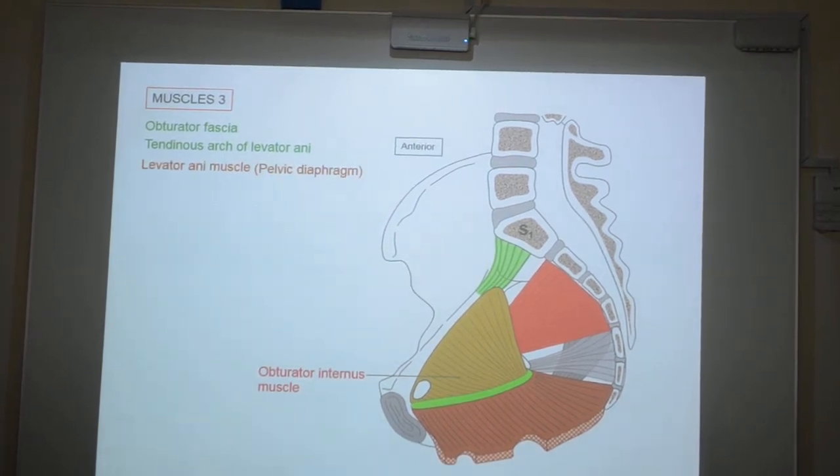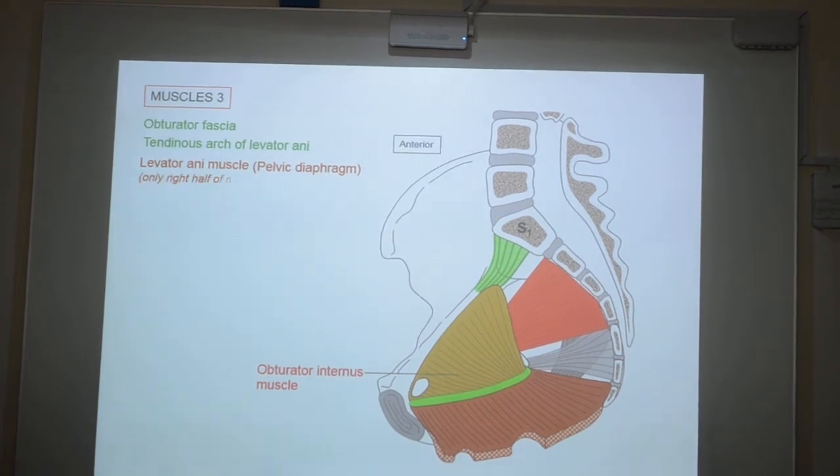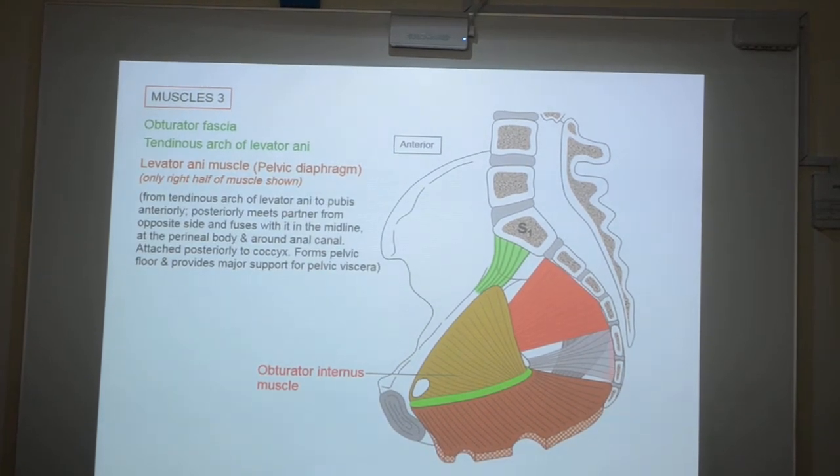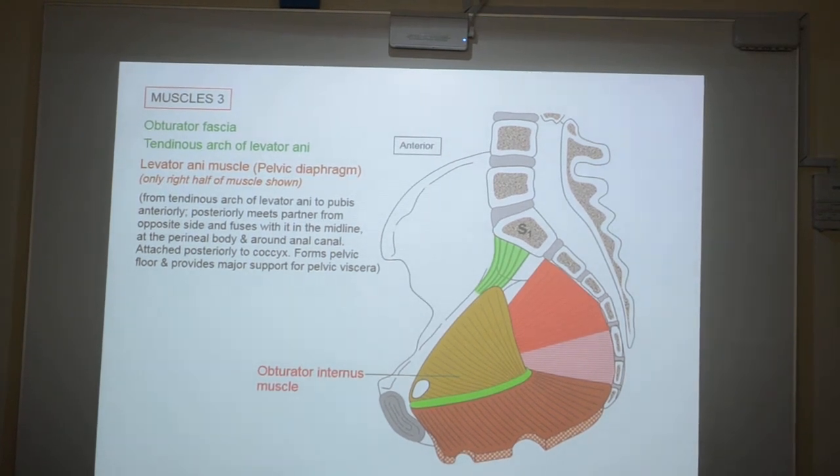The levator ani muscle, we call it the pelvic diaphragm. Now I'm bringing in coccygeus. Can you see a pattern? Piriformis, coccygeus and levator ani. They work together to make the pelvic diaphragm. It's not only one muscle.